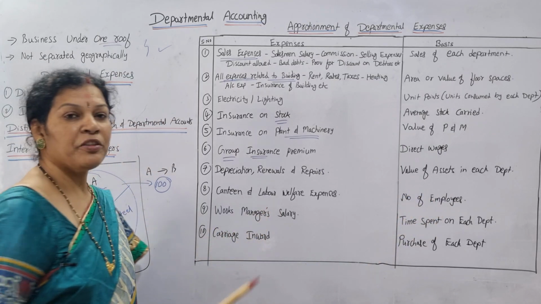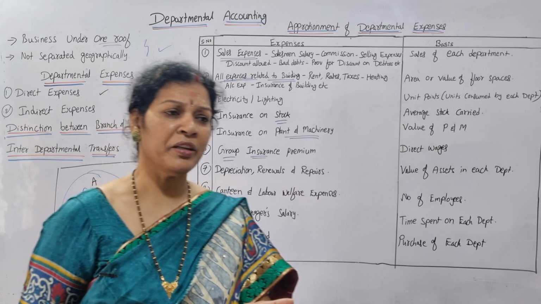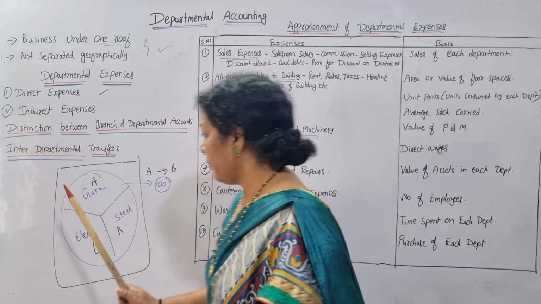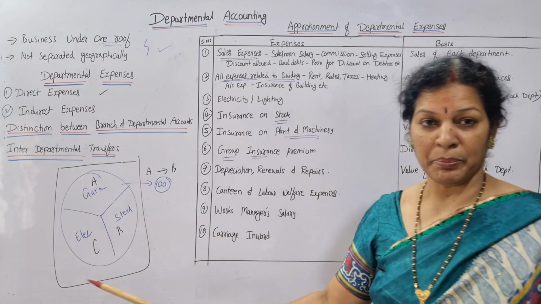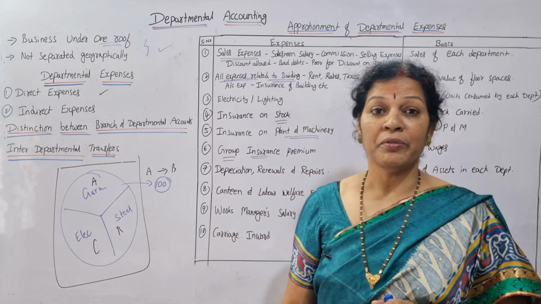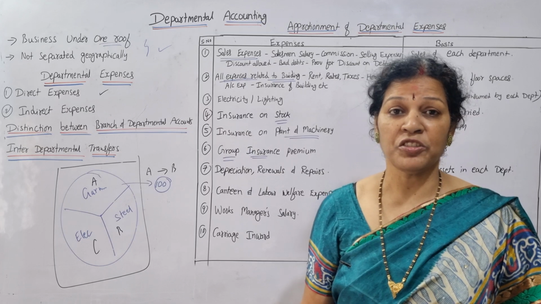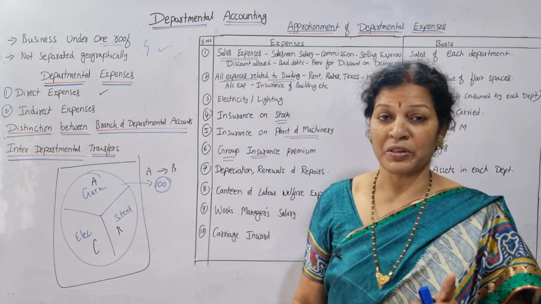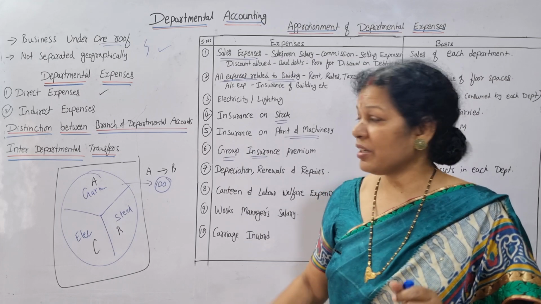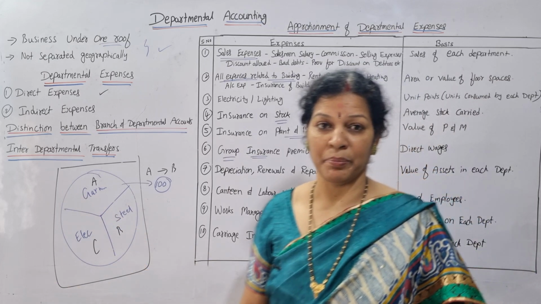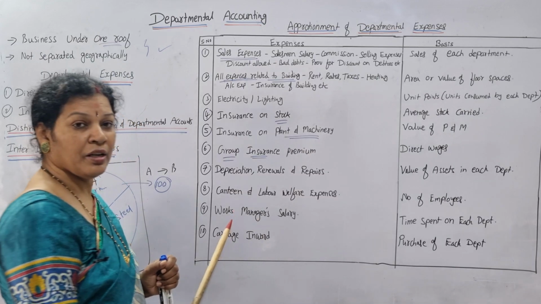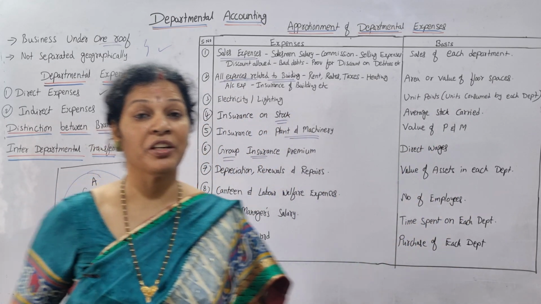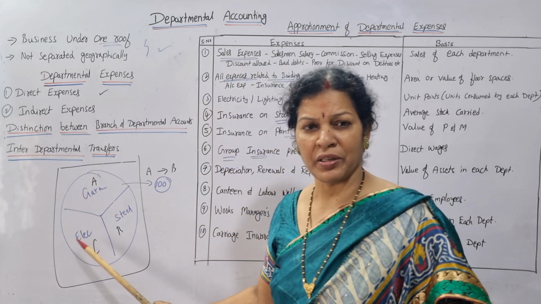Next one, works manager's salary. Works manager means, most of the time, someone for the entire department's point of view. For A, B, C, for all the departments, you may be appointing a works manager. What is his duty? He has to take care of all the departments. It means his services are taken by A, B, C, all the departments. In any such case, the allocation of expenses is by time spent on each department. How much time did he spend? Most of the time he is focusing on department A only.